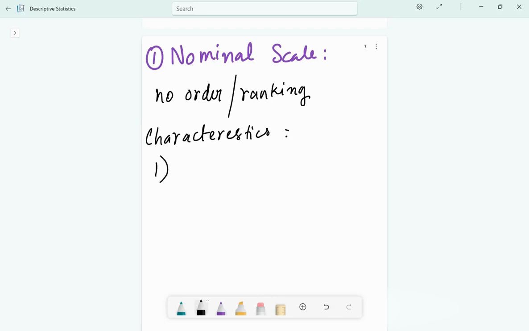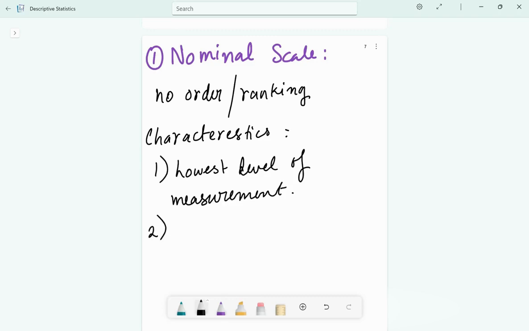Characteristics are, the first one is lowest level of measurement. Next, it characterizes the data without any order or ranking, right? The next, which is the last characteristic actually, it gives values which are labels or names. Okay?